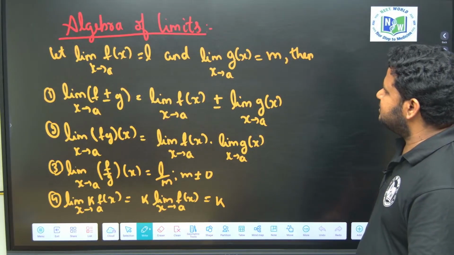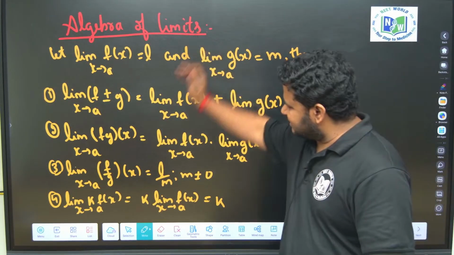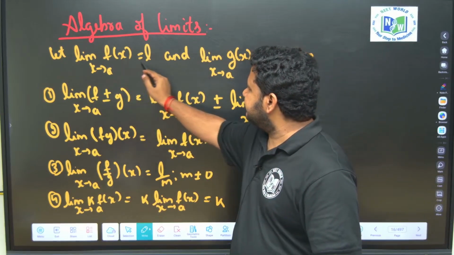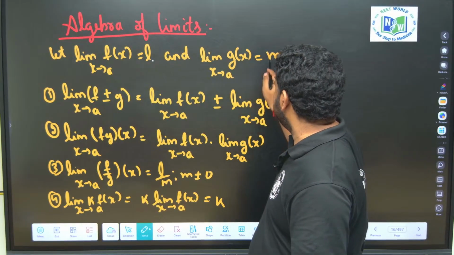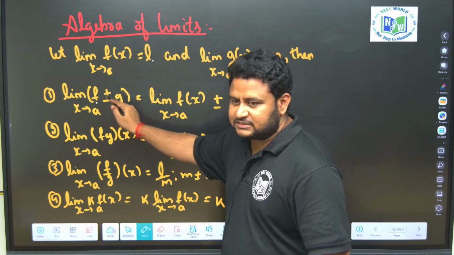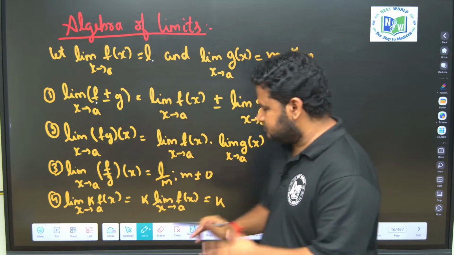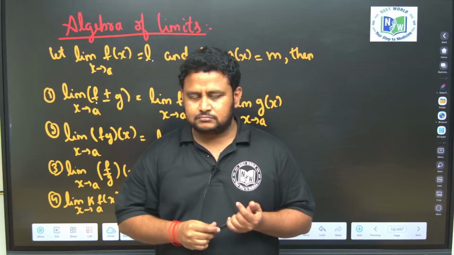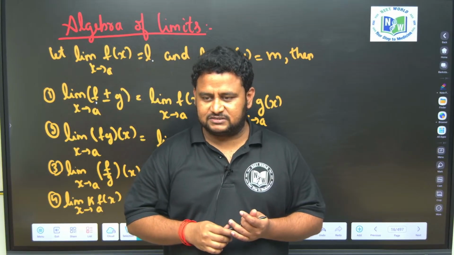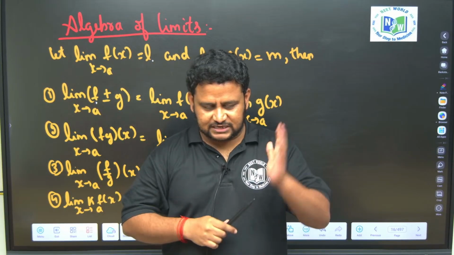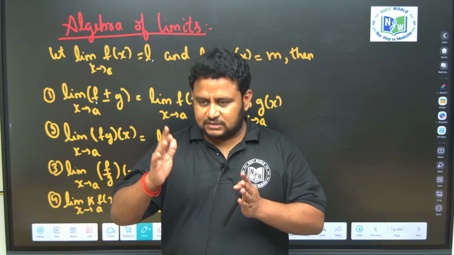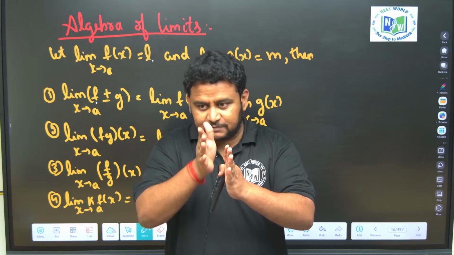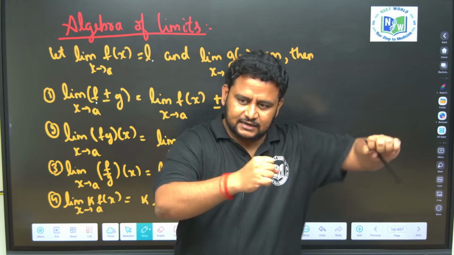Now, algebra of limits. Looking at this formula, no need to panic. Suppose limit of f of x is equal to L and limit of g of x is equal to M. Limit of f plus or minus g. Observe here carefully. There are two limits. For this limit the value is L, for this limit the value is M. The limit of this and the limit of this can be separated and written with a plus in between.